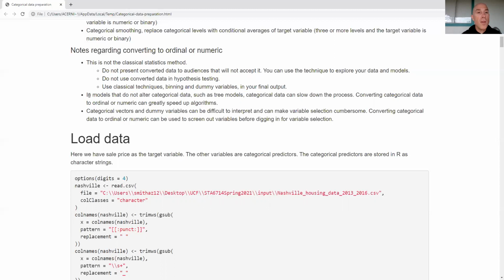All right, so models that do not alter categorical data, such as tree models, are going to take a long time to figure out the splits, honestly, or the best way to handle that categorical data. So if I have 3 levels and I want to split that, there are a total of 7 different splits. So 2 to the power of 3 minus 1.